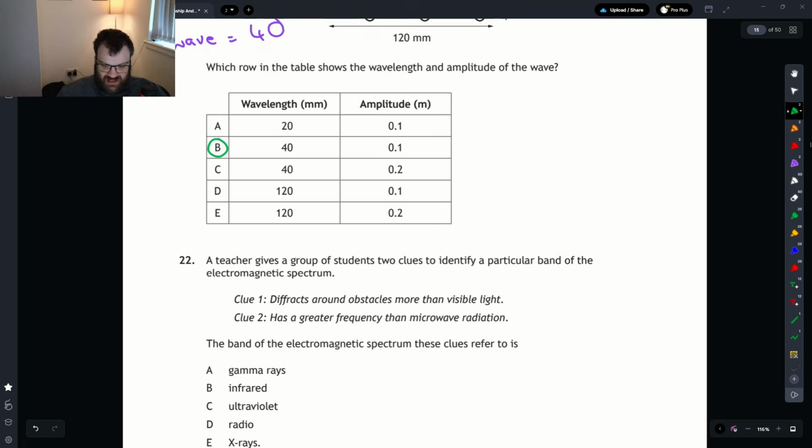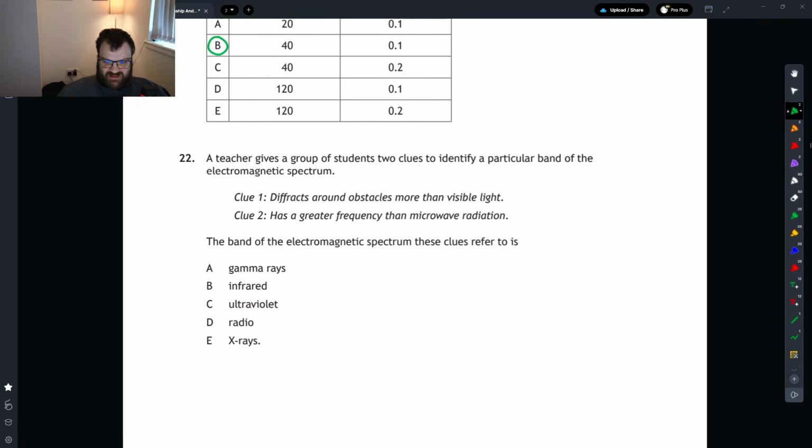Nice and straightforward. Next one, the band of electromagnetic spectrum these clues refer to is... Okay, so we need to have our electromagnetic spectrum memorized. There are songs that can help with that. I shall not sing them to you. Right, radio waves, microwaves, infrared, visible light, ultraviolet, X-rays, gamma rays. This is the longest wavelength. So therefore that's the shortest wavelength.